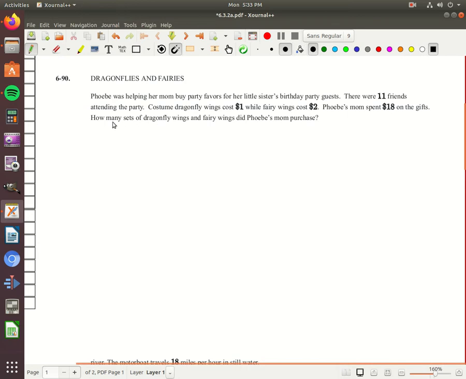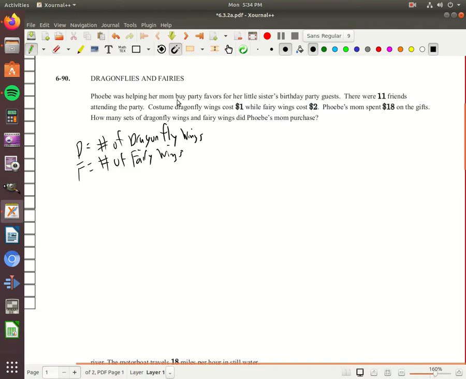So how many sets of dragonfly wings and fairy wings did Phoebe's mom purchase? I'll read the setup in a second, but I want to know what I'm solving for. So the number of dragonfly wings, we'll call it D, and you can see how the more you do this, the easier it should become. And we'll call the number of fairy wings F, just following that process of defining the variables or making a let statement, writing the equations, and then solving them. It's just a question of how you want to solve them: equal values, substitution, or elimination.